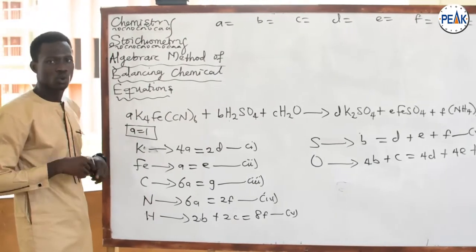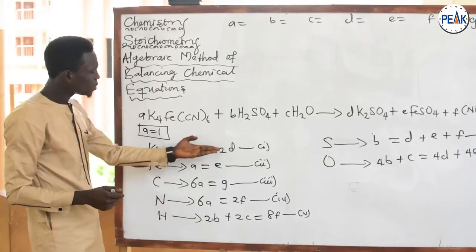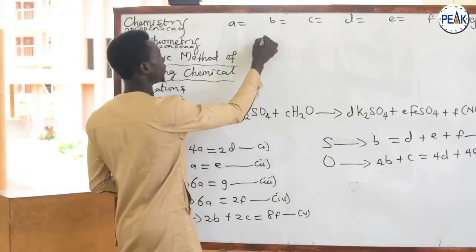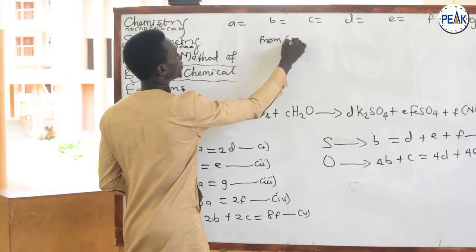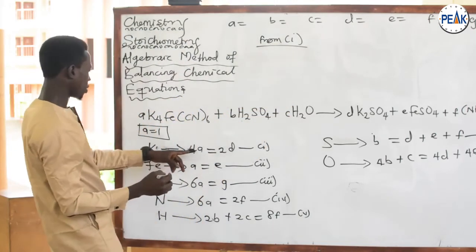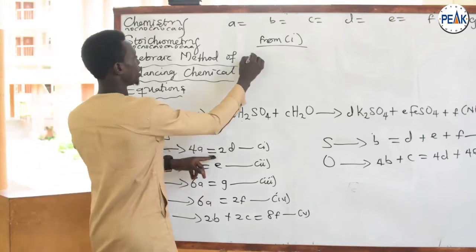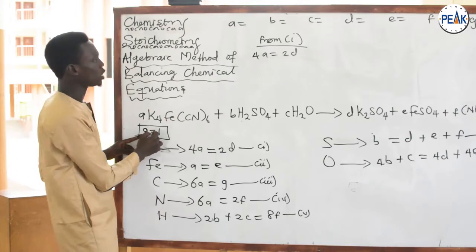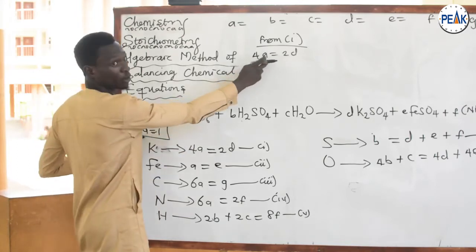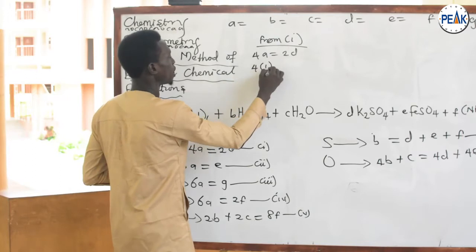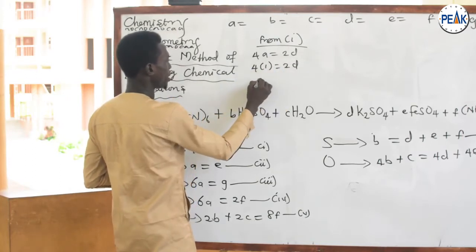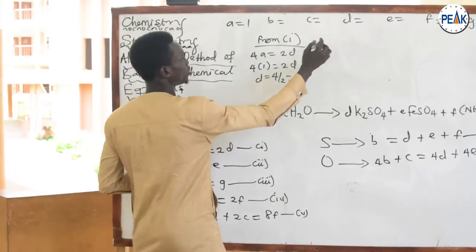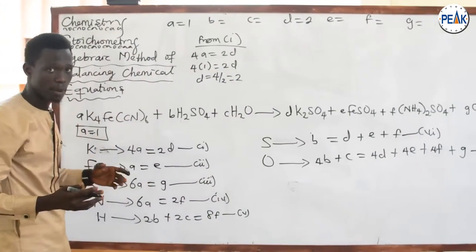A is equal to 1. So we're assuming we know the value of A. Now, let's pick it from equation 1. From equation 1, I want to bring the solutions up here. What's my equation 1? 4A is equal to 2D. Knowing fully well that my A is equal to 1, I substitute the value of A into this equation. That becomes 4 into 1 is equal to 2D. So my D will be equal to 4 over 2, and that's 2. Don't forget A is 1. D is 2. I believe this is cool.